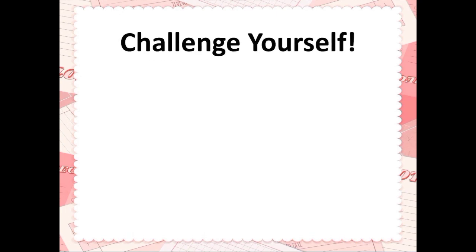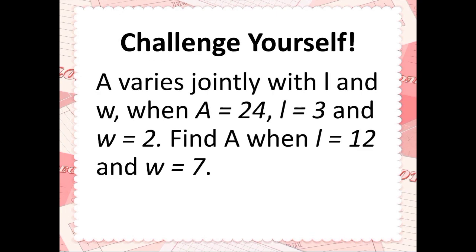Now challenge yourself. Solve this problem. A varies jointly with L and W, and A is equal to 24, L is equal to 3, and W is equal to 2. Find A when L is equal to 12 and W is equal to 7. Write your answer in the comment box.